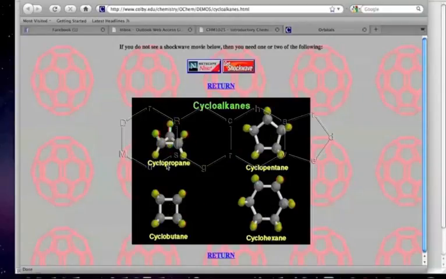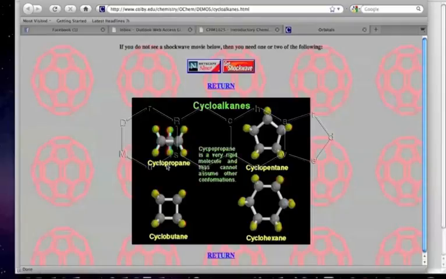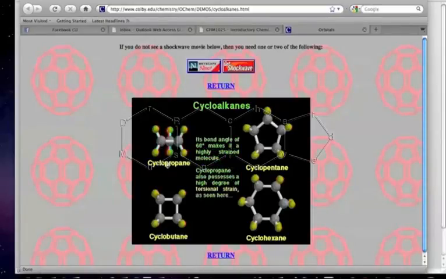Now, the other problem this has is the eclipsing that goes on with all of these hydrogens. Take a look. See, all these hydrogens are eclipsed and they can't move out of the way of each other, so they're pretty much stuck there. Not a very stable situation.